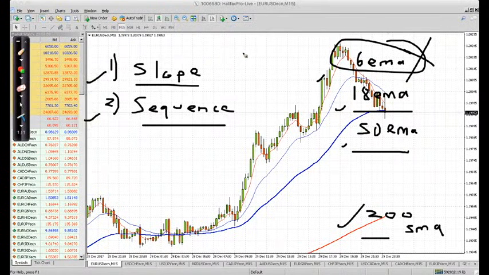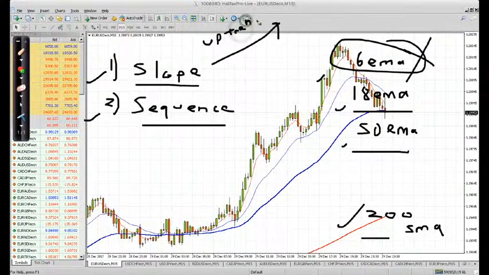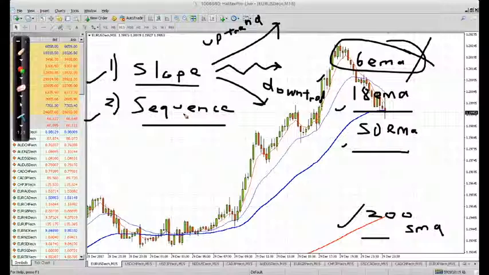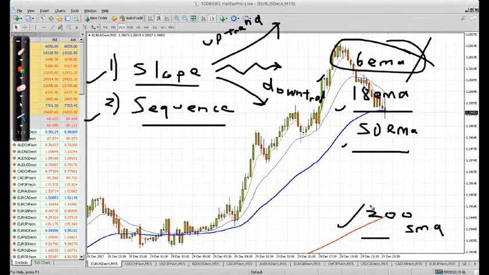Now, generally, when moving averages are sloping up, that is an uptrend. When moving averages are kind of going sideways, then obviously we're in a consolidation or in a range. When moving averages are clearly sloping down, we are in a downtrend. So always look at the slope of the moving averages. Extremely important.